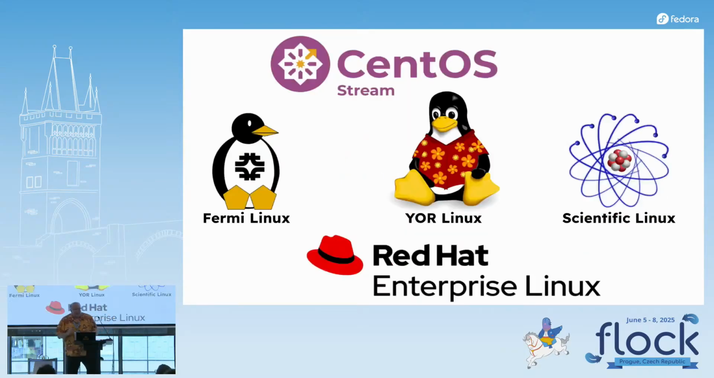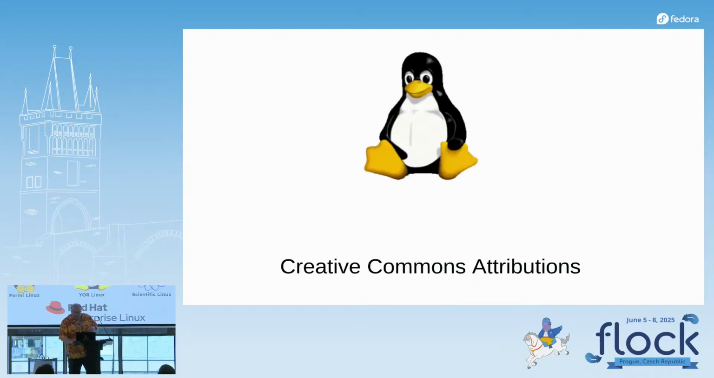Okay, I've also liked to do distributions. I've made Fermi Linux, Scientific Linux, Your Linux, which was, after 2 years, I had one user, so we sort of canned that. CentOS Stream now and Red Hat Enterprise Linux. You might notice the Your Linux symbol looks a little bit like what's on my shirt right now. The Linux Penguin, this particular one, is licensed under the Creative Commons Attributions version 3 and also version 4.